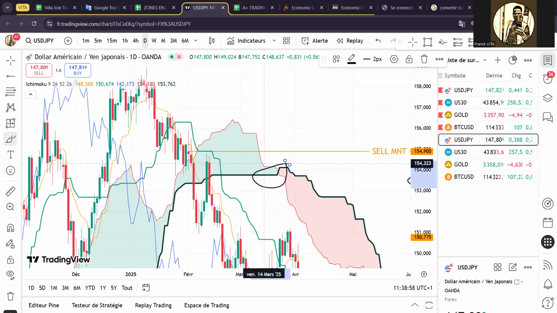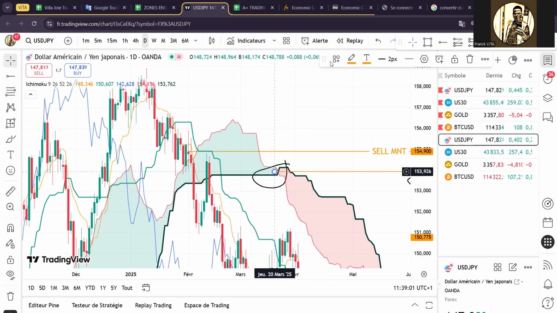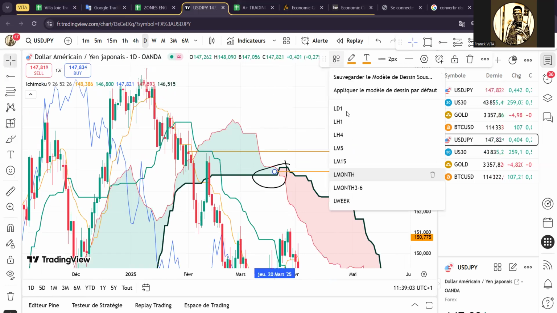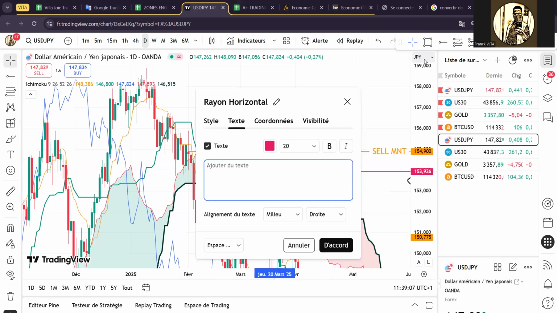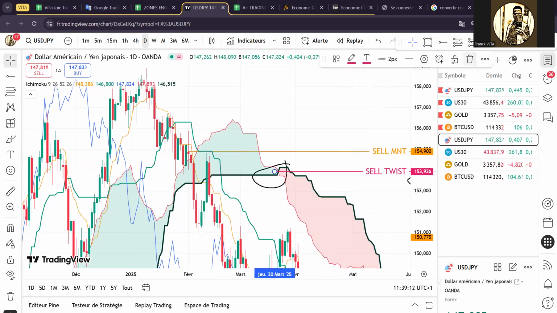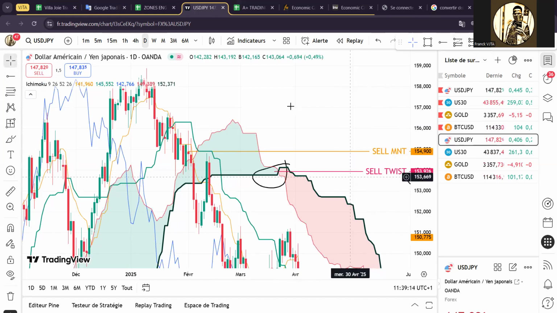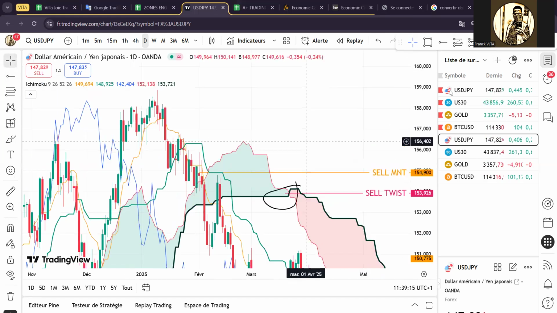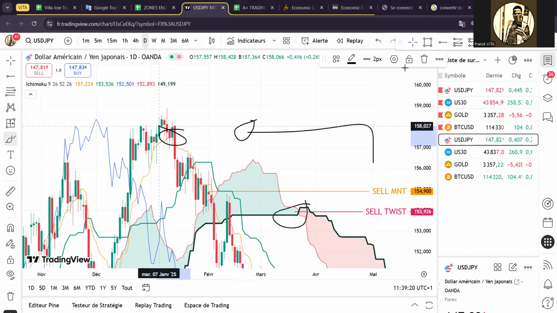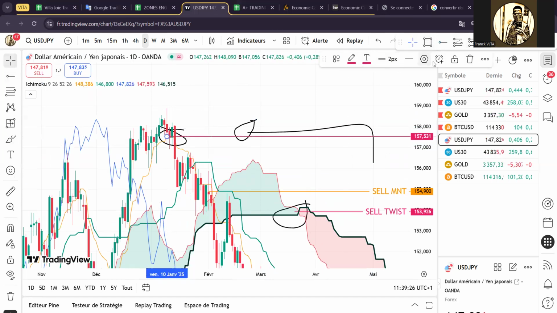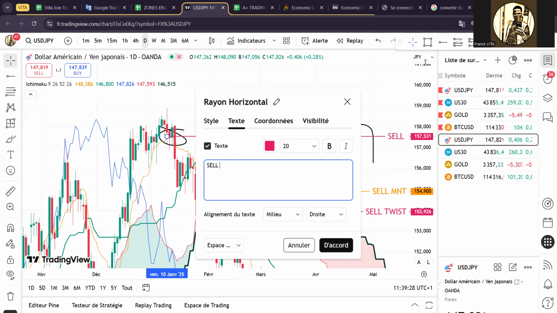So when I identify it, I take a horizontal ray and mark it, and I call it sell twist. This is a twist. I call it sell twist, and then I lock it. All right. And then I can also identify the Tenkan mountain on the left side that created that twist. That makes it zones. And then I call it sell MNT.